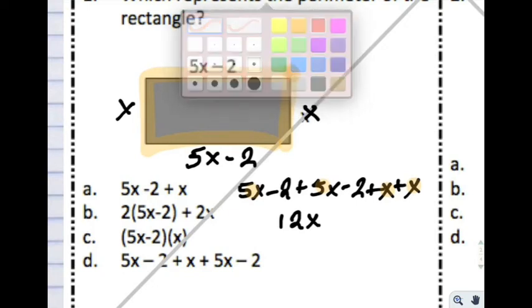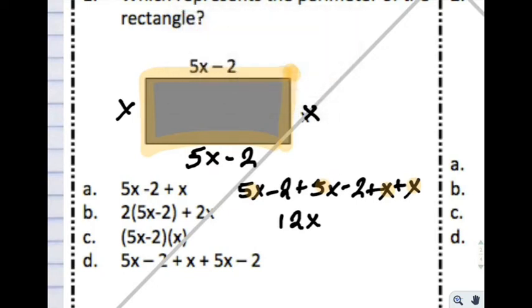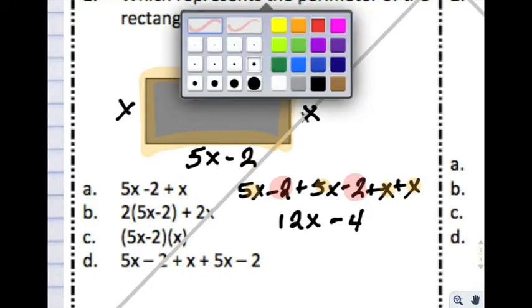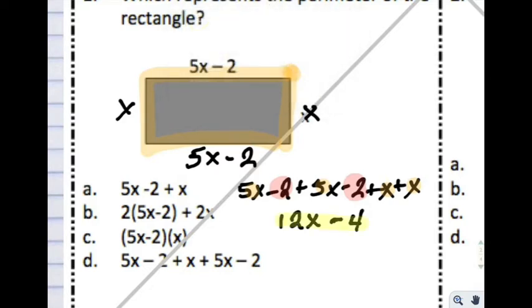Then I have some whole numbers or some constant terms, a -2 and a -2. So I'm going to add on to my expression here, -4. Again, I could take a look and see, do any of these equations match up to that simplest form? Not quite, right? Not yet. So I know there's a couple of things here that I was thinking about that would help us to figure out what the equations are.